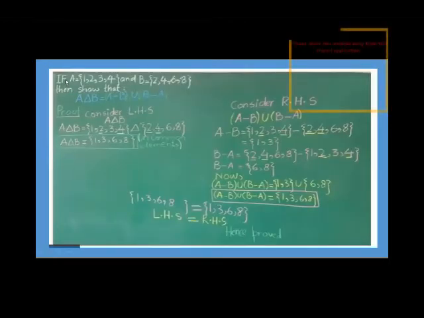Now, the same question is there. So we write the question. Set A is given, set B is given, then show that A delta B equals A minus B union B minus A. Consider the left hand side. On the left hand side we have A delta B. So we write A delta B: write set A, delta sign, then set B.